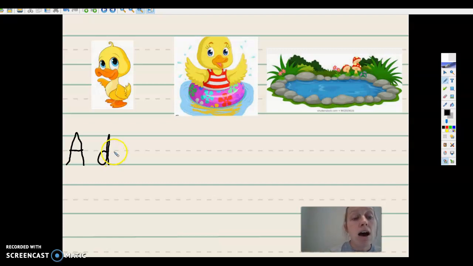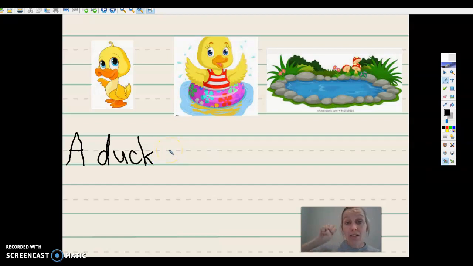It's a U. I know after a short vowel I'm going to use a CK. A duck. Finger space between your words, swims.